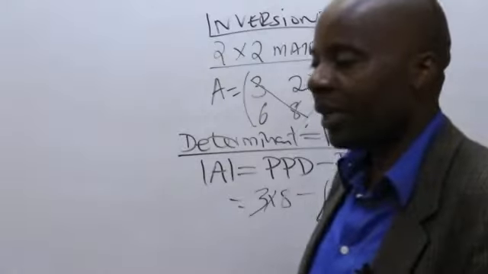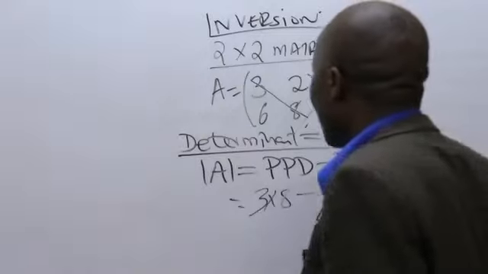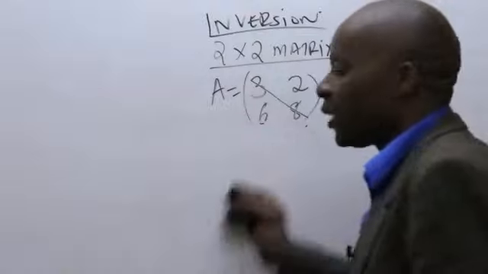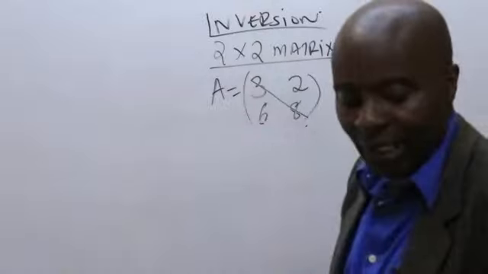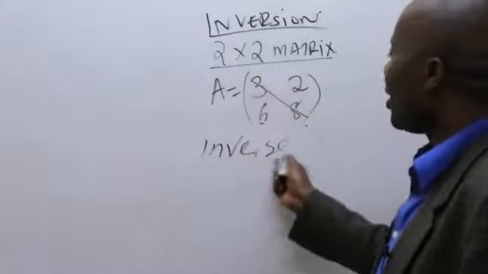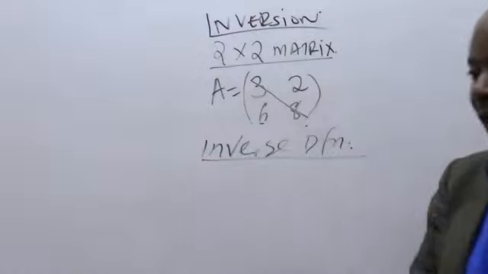Ladies and gentlemen, having appreciated that the determinant is 12 there, what I need to do is to go to the next step, which happens to be the last step. The last step is what we call the inverse definition, what we have over here.